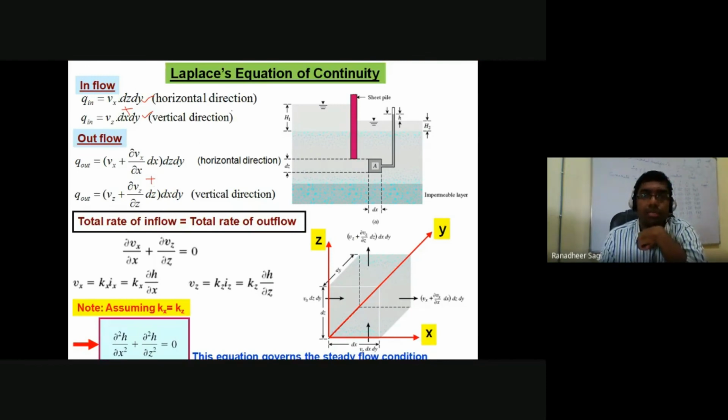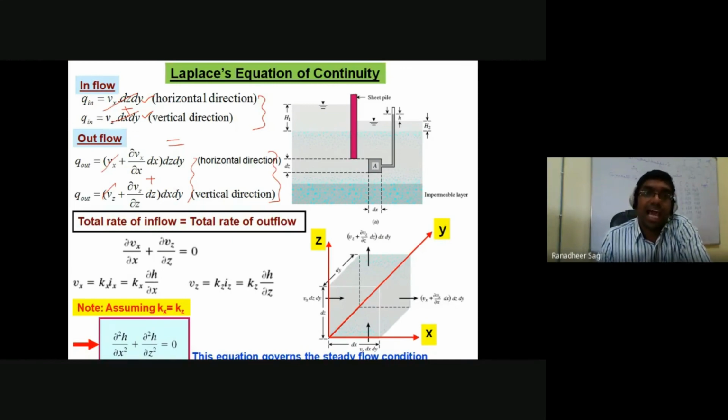So these two terms plus these two terms, I will be adding them and equating them. If I add these two terms and equate it to the addition of these two terms, what I will be getting is Vx into dz into dy, Vx into dz into dy, both on the left side and right side, so both of them will get cancelled. Vz into dx dy, Vz into dx dy, this term also will get cancelled out.